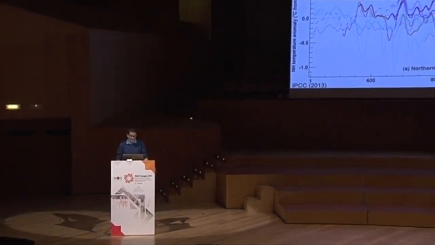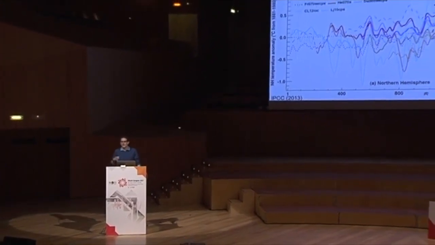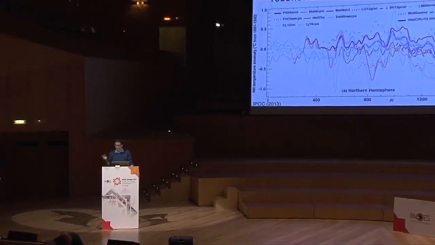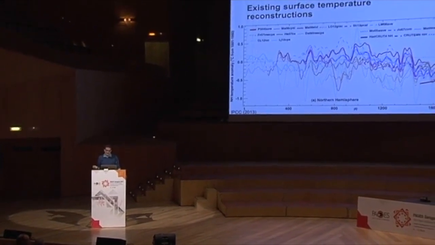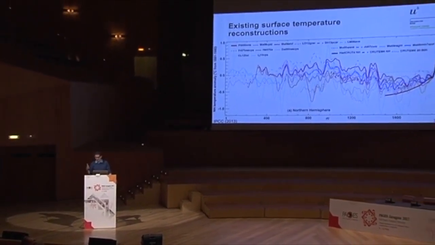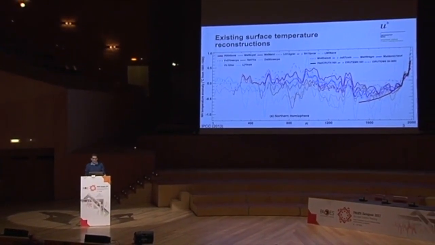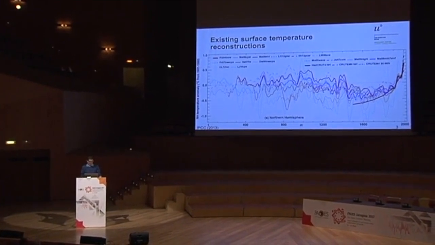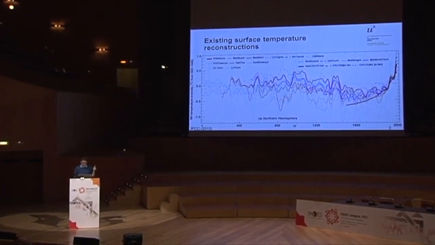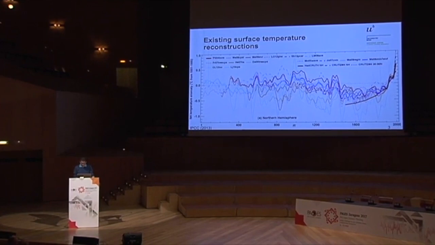Now, the issue here is that all these reconstructions are based on different input data sets, different target data sets, different target seasons, even target domains, and obviously different reconstruction methods. So it's actually very difficult to interpret the differences between these lines, if not impossible.